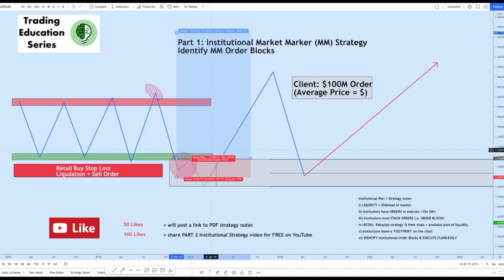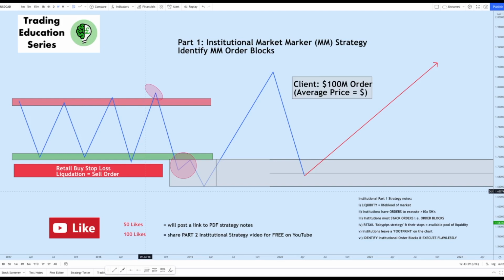In reality, what happens is the market flushed them out, and what we need to realize in terms of retail buy stop orders is that they are sell orders. Okay, and what I mean by that is when they get liquidated, in order for the retail buyer to get out of their buy position, they must sell. They must do the opposite of what they did originally, and that simply gives more fuel for the market makers here.